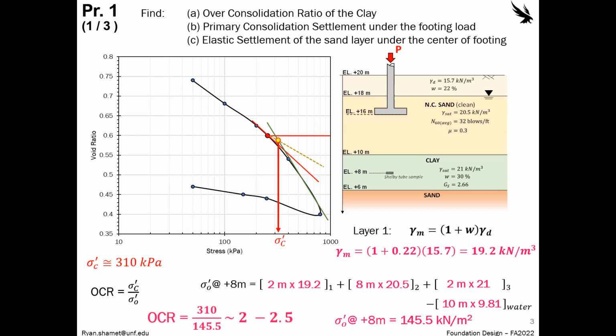So that means our overconsolidation ratio, again, is going to be dependent. It's going to change a bit, but it should be somewhere between 2 to 2.5. The effective stress value should be the same for everybody, since this is based off of the information given to you. The OCR, this 310, could change depending on how you decide to read this graph.